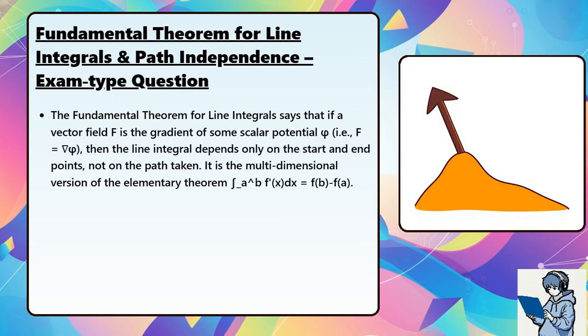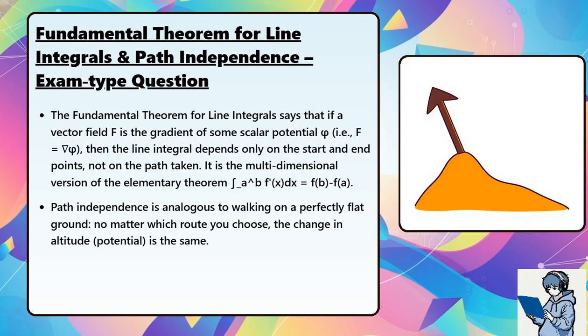The fundamental theorem for line integrals says that if a vector field F is the gradient of some scalar potential phi, that is, F equals nabla phi, then the line integral depends only on the start and end points, not on the path taken. It is the multi-dimensional version of the elementary theorem: the integral from a to b of f prime of x dx equals f of b minus f of a. Path independence is analogous to walking on perfectly flat ground. No matter which route you choose, the change in altitude, also called potential, is the same.